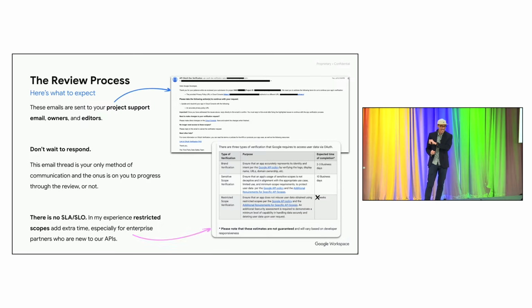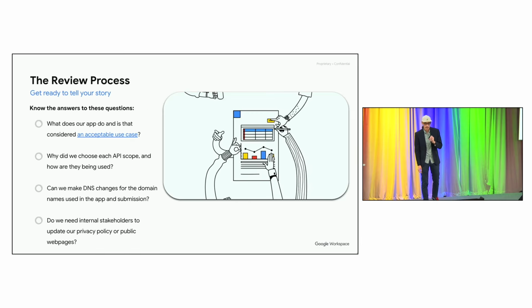This is the best case timeline that you're going to see going through the process, especially if you use restricted scopes. It's going to take longer. They don't have an official SLA for how long it will take you to get through that. We'll talk a little bit more about restricted scopes later, but in my personal, not official capacity experience working with partners, I see the restricted scope process for our enterprise partners usually at about 10 weeks or so. So please build that in as a possibility.